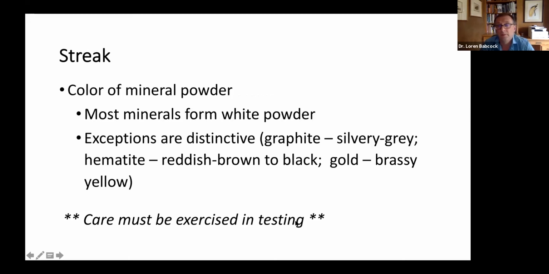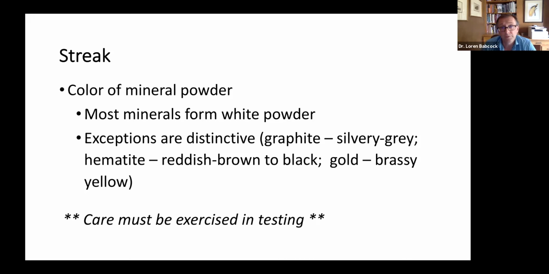Another rather destructive test for minerals is what we call streak, and this is the color of a mineral powder. Often what is done is to take a piece of unglazed porcelain and rub the mineral across it, and that gives you a powder. This works with certain minerals, but as it turns out, most minerals form a white powder. So it does not work with the vast majority of minerals, or doesn't easily rule things out, that is.